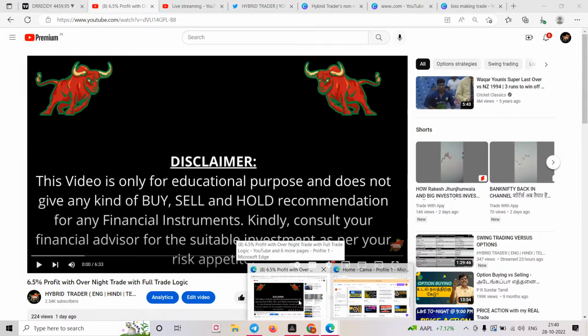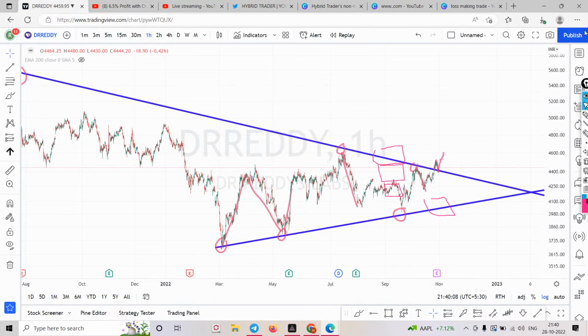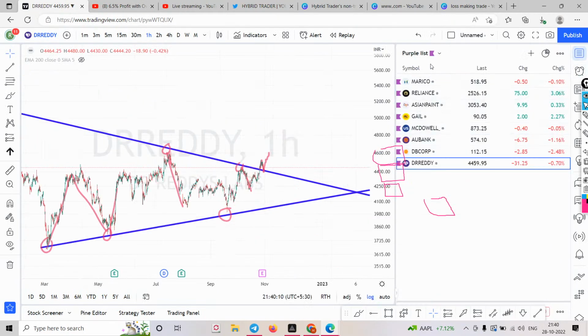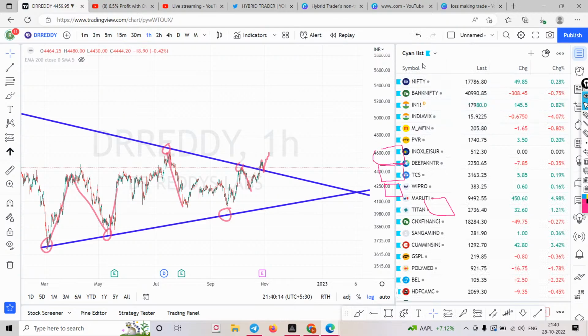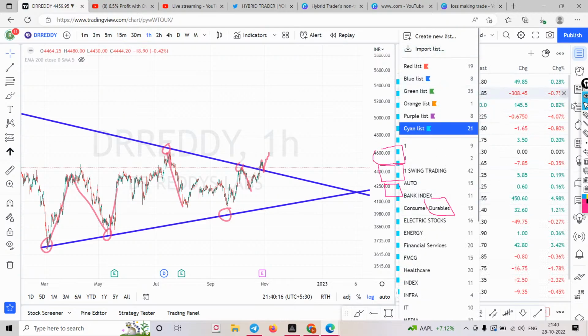When I say scanner, I'm not using any tools as such, but let me show you. If you look at my TradingView, do you see all this red color, blue color, green color, orange color, purple color, and this sort of blue color? Why am I using all these colors? You'll get to know.